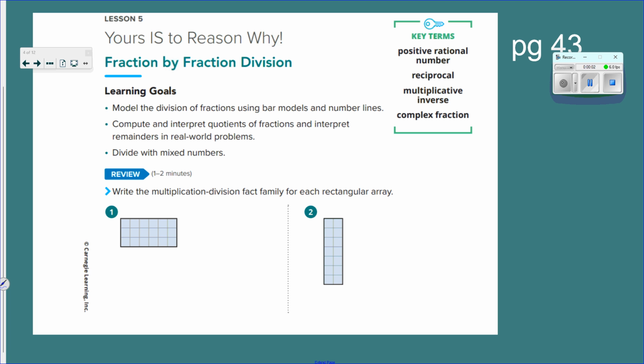So again, we are moving on with fractional operations. Today we are talking about dividing fractions and mixed numbers and whole numbers together. Any questions?